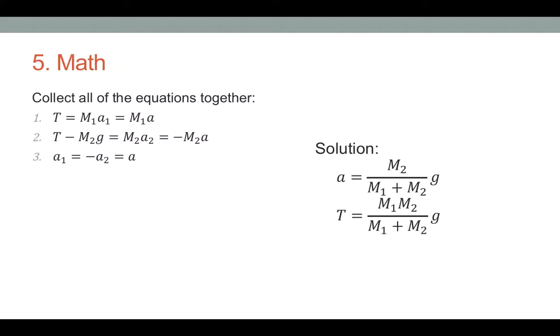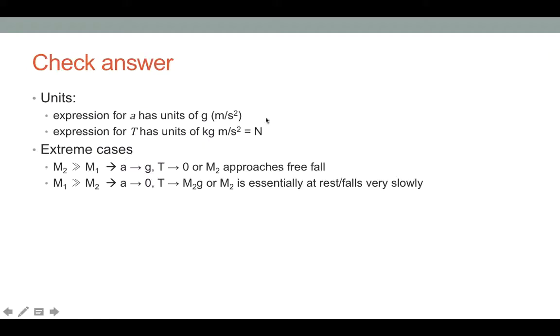Okay, the solution you should have gotten is the acceleration is m2 divided by the sum of the masses times g, and the tension is the product of the masses divided by the sum of the masses times g. Now, let's make sure these make sense. First, we should make sure that these expressions have the correct units. Does A have the units of acceleration, and does T have the units of force?